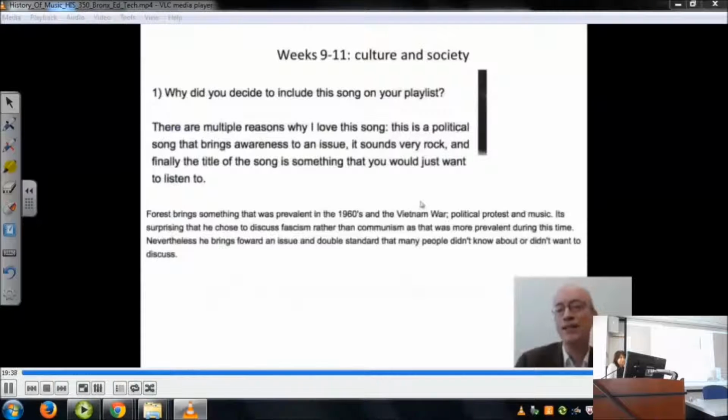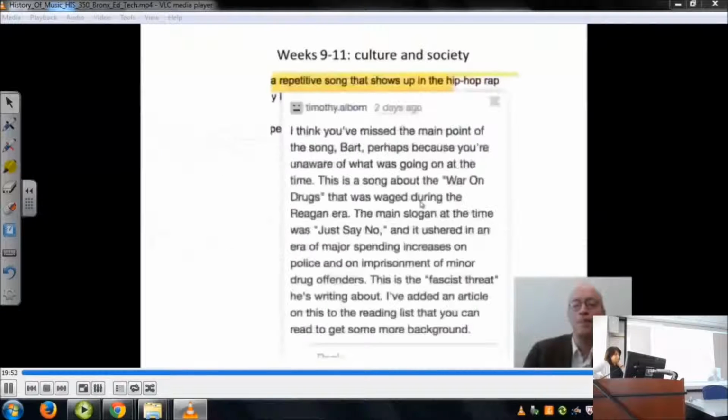So I next ask him to talk about the context of the song. And he comes up with an answer that makes it very clear he doesn't know what the war on drugs was in the 1980s. He says, for some reason, he's talking about fascism here and also talking about crack, and I don't quite understand. So that's where I jump in with a comment.